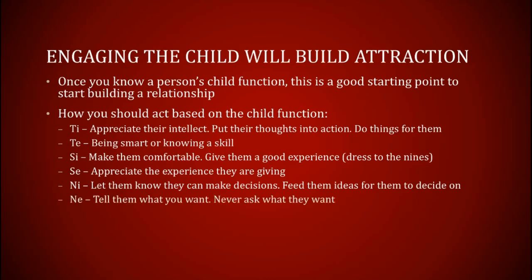For NE child, this is very easy. Just tell them what you want. Never ask them what they want, because they have no idea. What you've got to realize is that somebody's child function has a corresponding other function, so in this case NE, the NI is going to be their trickster function. So somebody with NE child is going to have no idea what they want. So instead of asking them, you tell them what you want and they're going to help you make that happen. If you're dealing with somebody with NE child, this can be very easy. Just tell them what you want.